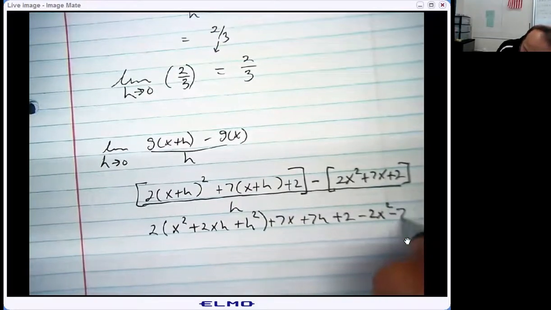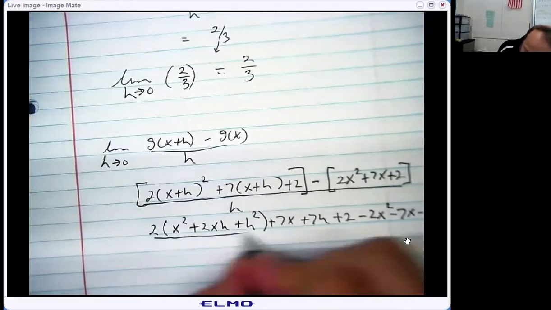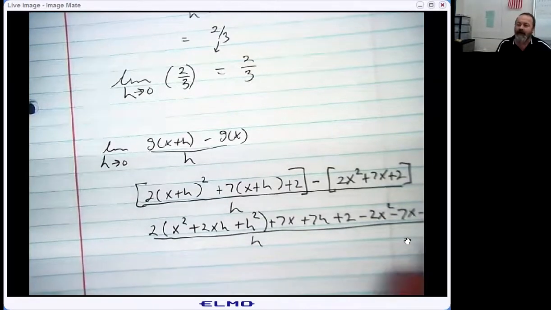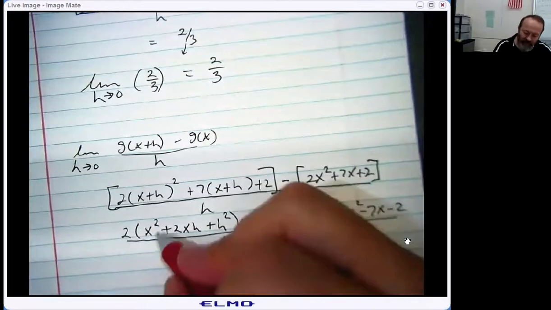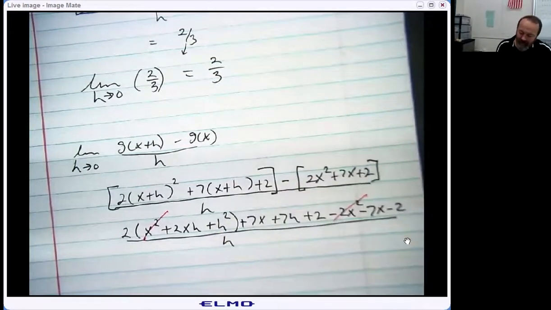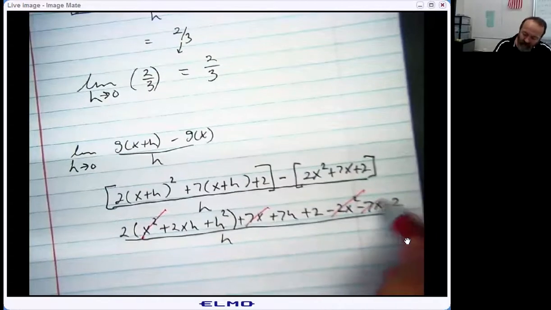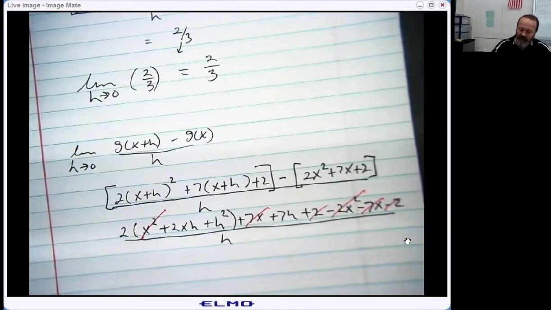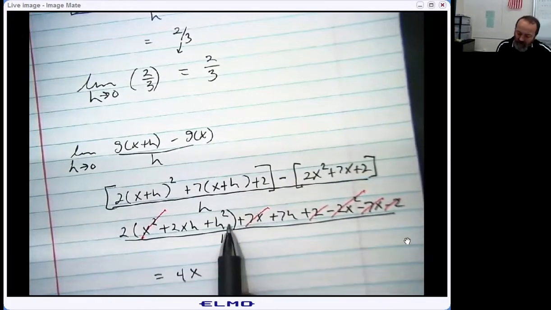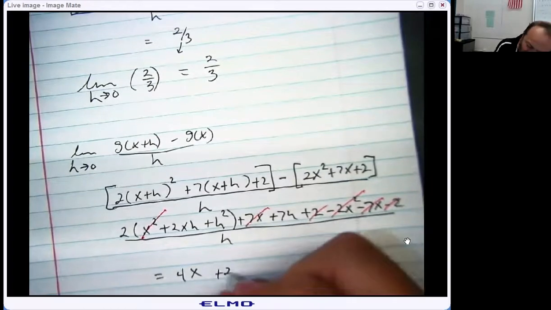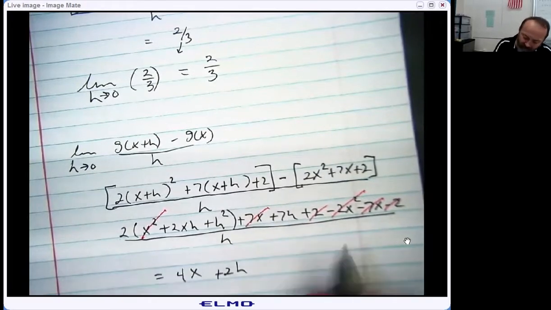Now in class, we discussed the fact that although this looks really big and scary, if you are very, very careful, wonderful things happen. For example, the 2x squared here and here go away. The 7x here and here go away. The 2's go away. And notice that every single term that is left actually has that h in it. So even though this is a 4xh, when I divide it by h, I would get 4x. I would have a 2h squared, but I divide by h, I'd have 2h. And last, I would have 7.